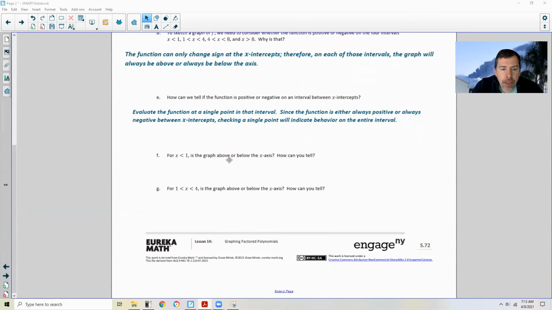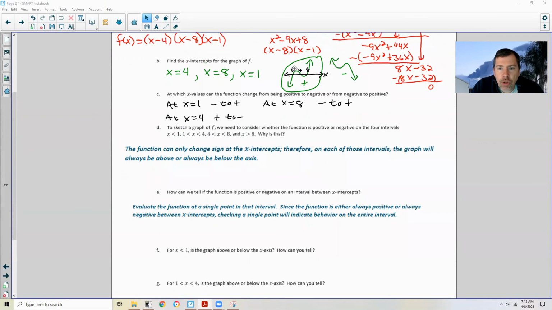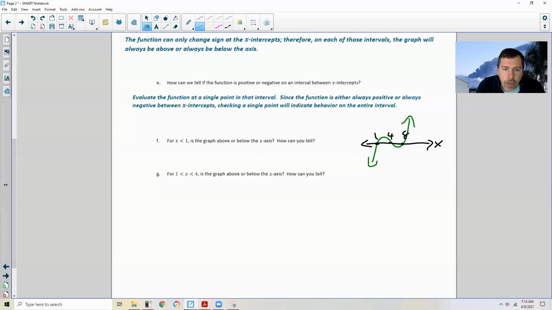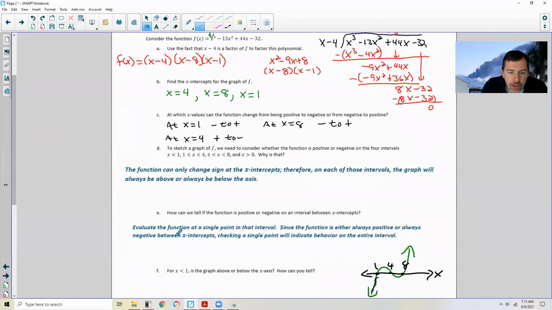Now F says, for x less than 1, is the graph above or below the x-axis? How can you tell? So if I look at my graphs, and I'm going to bring this down, I'll make it a little bit larger. Okay, so the two ways to do this: the rough sketch, and for x less than 1, that would be over here. It is this part right down here. So it's negative. But if you didn't graph it, we go back to the original function, and we'll plug in a value that's less than 1.